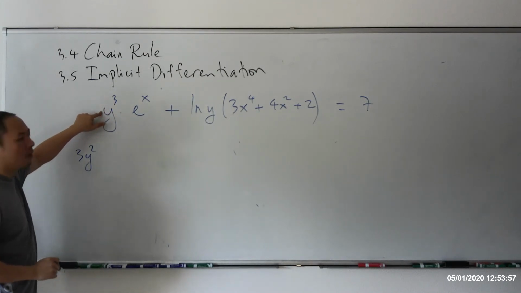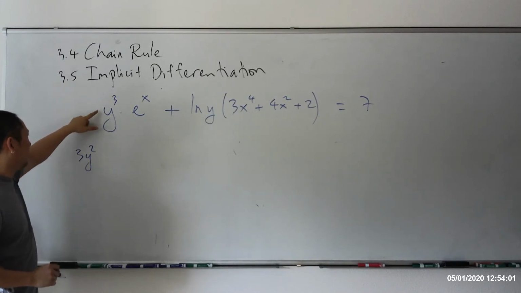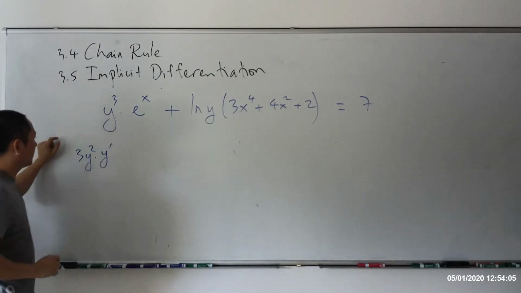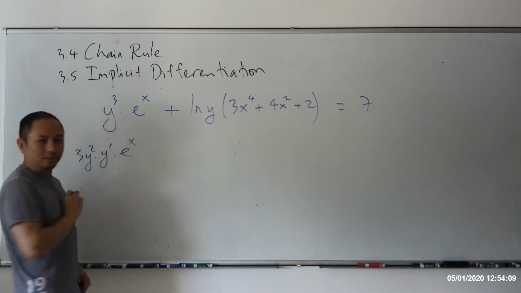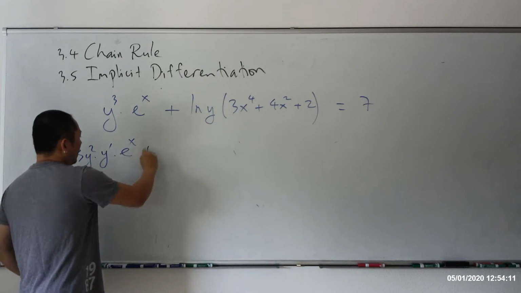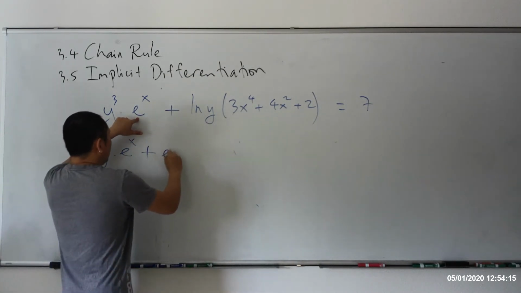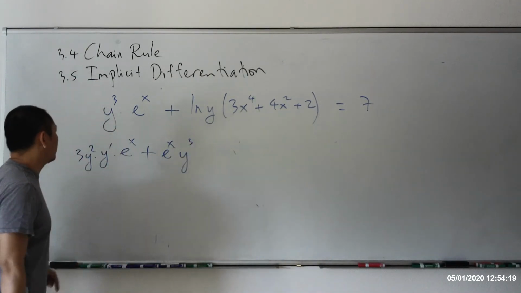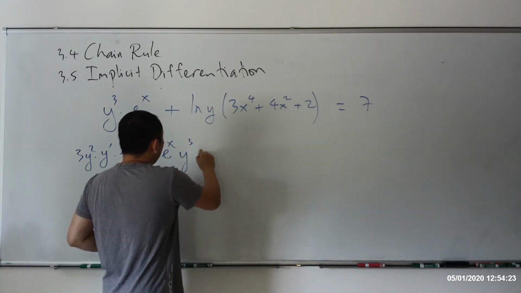And keep in mind that y is not our variable. Y is like a substitution for a big mass. So you have to multiply by dy over dx, which is y prime. This is the derivative of the first term. And you times the second term, plus the derivative of the second term. The derivative of e to the x is just e to the x, and you times the first term, which is y cubed. You see, I'm using the product rule and the chain rule. Now I'm done with the first term.